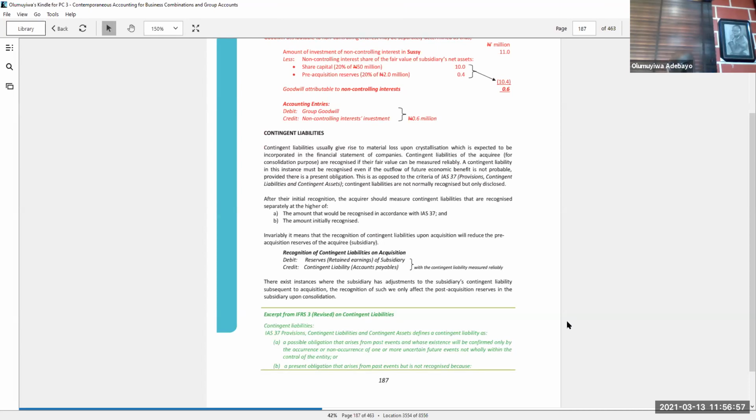Contingent liabilities usually give rise to material loss upon crystallization, which is expected to be incorporated in the financial statements of companies. Contingent liabilities of the acquiree for consolidation purposes are recognized if their fair value can be measured reliably. A contingent liability in this instance must be recognized even if the outflow of future economic benefit is not probable, provided there is a present obligation. This is opposed to the criteria of IAS 37, provisions, contingent liabilities and contingent assets, where contingent liabilities are not normally recognized, but only disclosed.